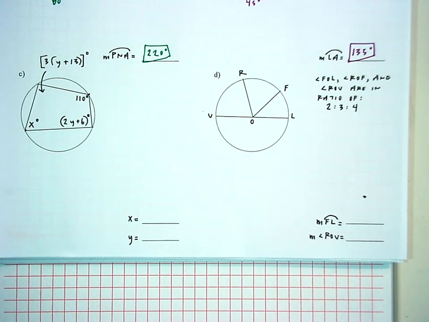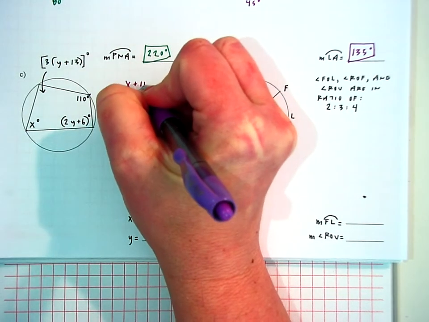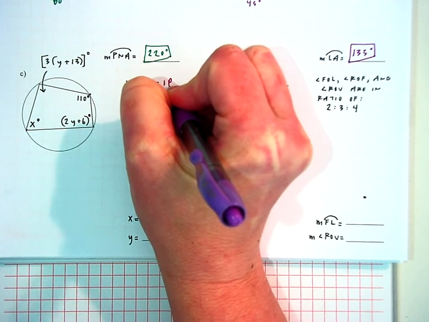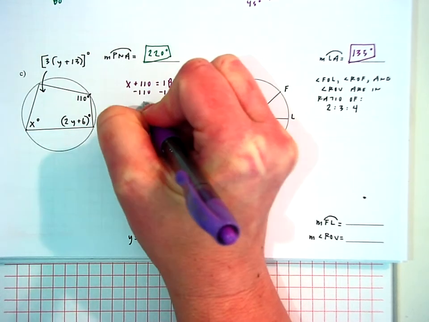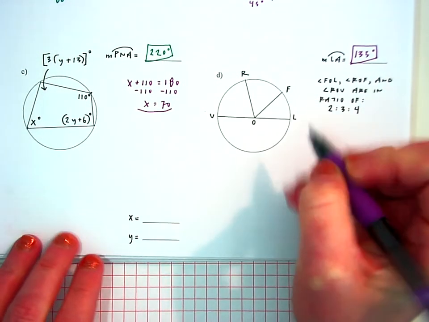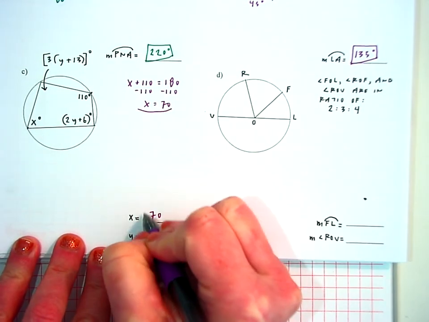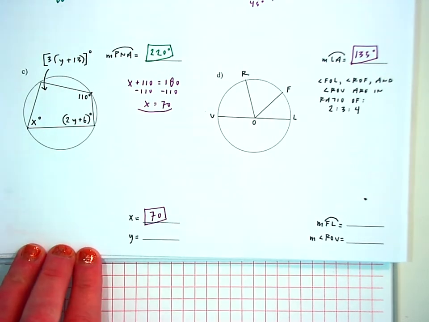They add to 180. So right away I can get to x because I know that x plus 110 has to get me to 180. And then I can take away that 110 from each side, and I get that x is 70, right? 70 is the supplement of 110. So I get that x is 70. Okay, and then to get to y, right, I got to work for it a little bit harder.